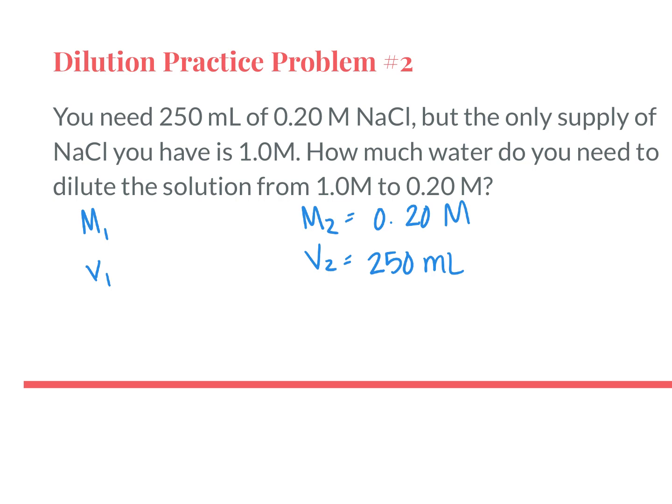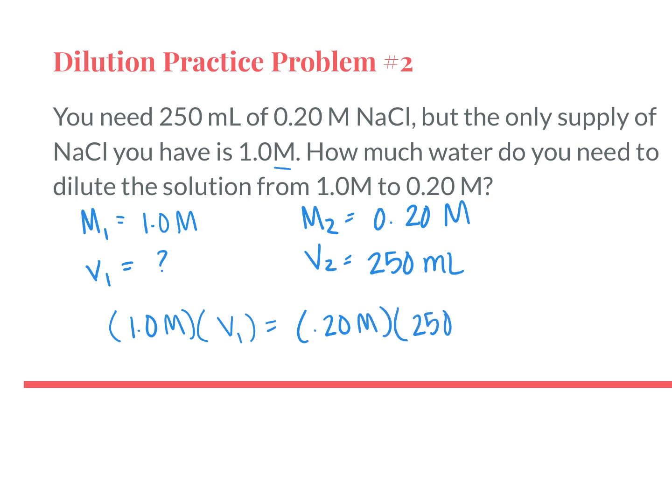What's your starting molarity? It's the only other molarity number we haven't used, right? So you're going to start with the 1 molar solution. And is there anything in the word problem about a starting volume? No. Okay, so this one just remains our unknown. So that's what we're going to solve for. Okay, so now we'll just plug it into our equation. So M1, V1 equals M2, V2.